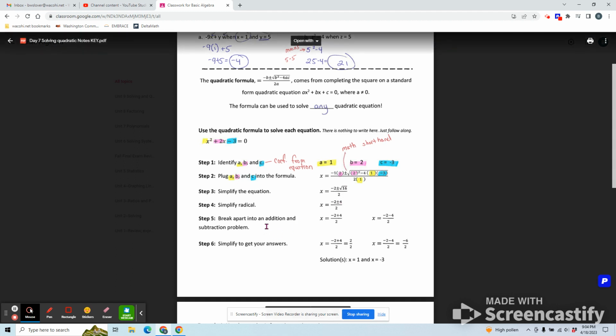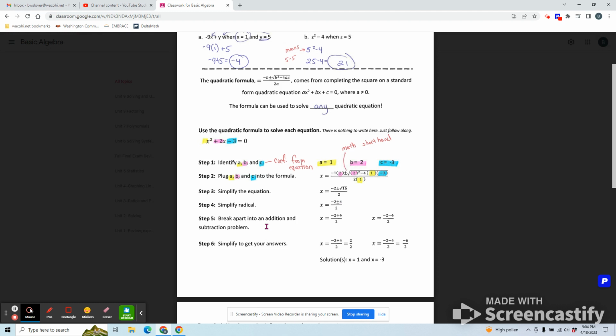Step 5, break apart into an addition or subtraction sign. Now up here, I didn't talk about it, but there's this red statement here. This plus minus is math shorthand. There is no plus minus button on your calculator. It is math shorthand. Instead of writing 2 separate equations or 2 separate solutions, sometimes mathematicians put a plus and a minus there.